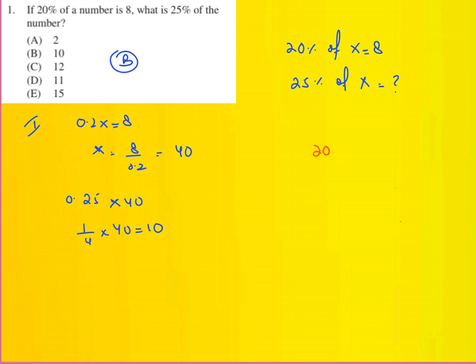The second approach could be simple ratios. If 20% is 8, what is 25%? I'm just calling the answer y for now. So 20 upon 25 is basically 8 upon y. Now this can be simplified to 4 upon 5. So what we have is 4y equals 40. Hence y is 10. So this is the second approach, in which I did not find the number, but using the ratios I got the answer.